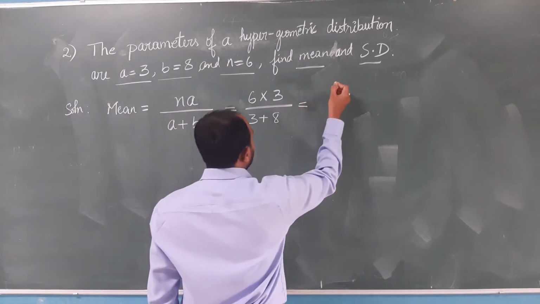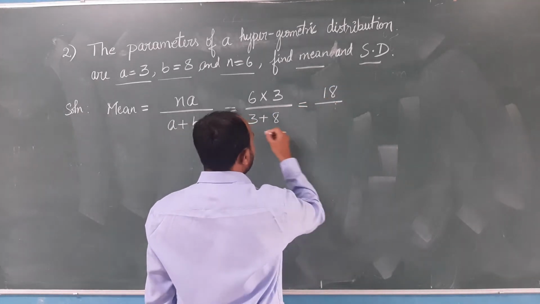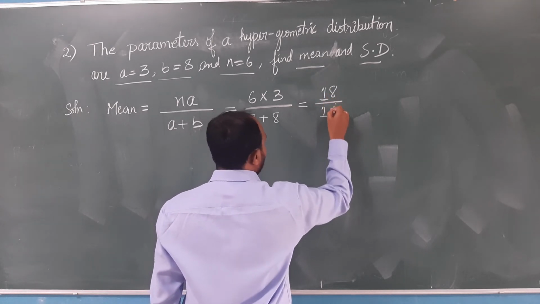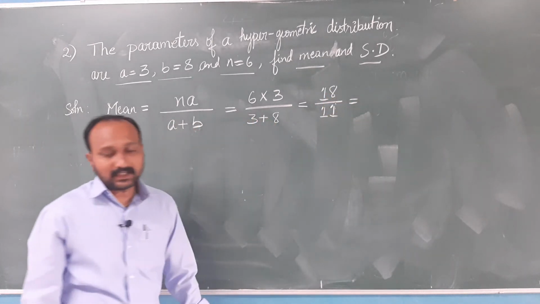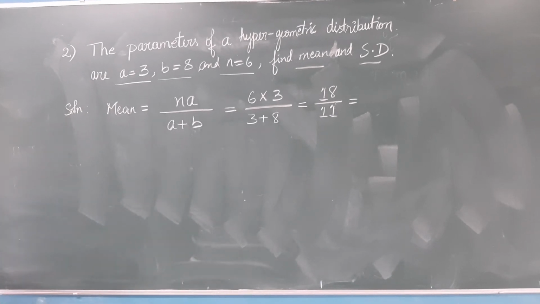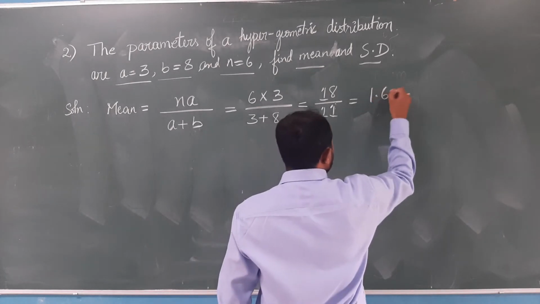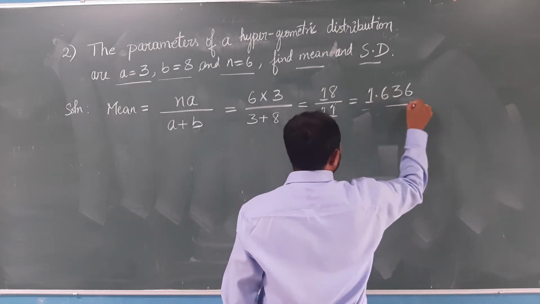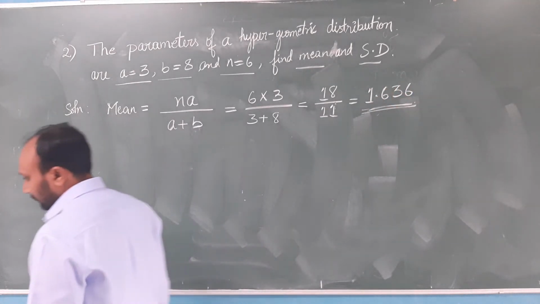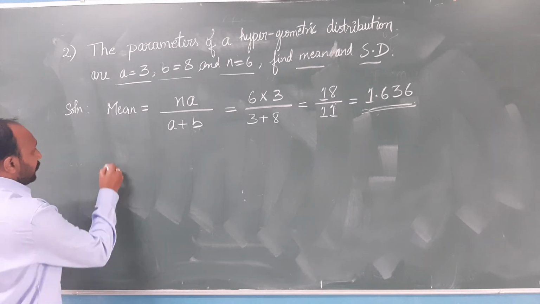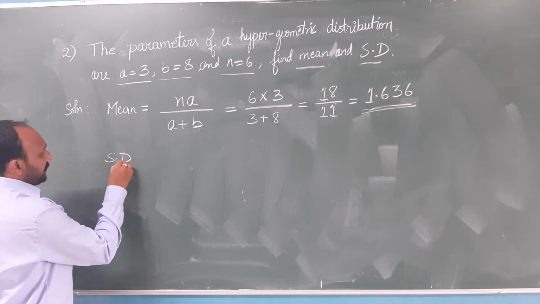So 6 threes are 18, and 8 plus 3 is 11. So 18 divided by 11 will give us the answer, 1.636. 1.636 is the answer for the mean. Similarly, we need to find the standard deviation.